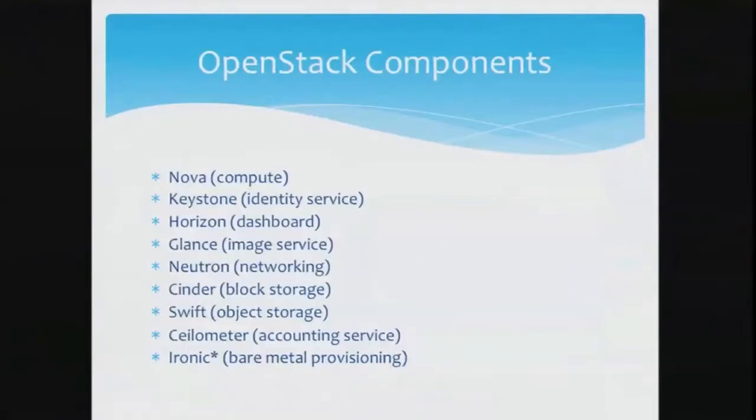Neutron has several different underlying backends that it can leverage. So it can use VLANs, flat network, GRE tunnels, and VXLAN. VXLAN is a software-defined network, and it basically does some UDP. It encapsulates all the traffic within UDP packets.